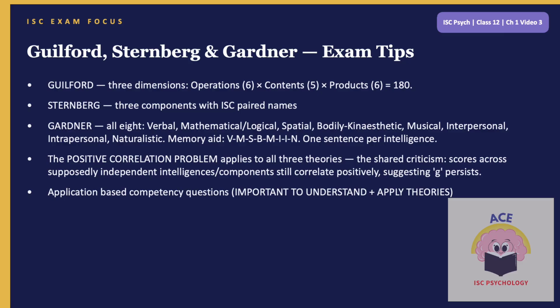Now, if you get confused or forget the limitations for any of these theories, here is a trick you can use. The criticism shared by all these 3 theories is the positive correlation problem. This refers to the fact that when cognitive tests are administered to a large population, the intelligence scores or abilities tend to correlate positively. This is only consistent with Spearman's g that we studied in the last video, so it is difficult for the theories that propose truly independent intelligence abilities to explain this phenomenon. Guilford's independence assumption, Gardner's independence claim, and Sternberg's 3-way dimension all face the same empirical challenge.